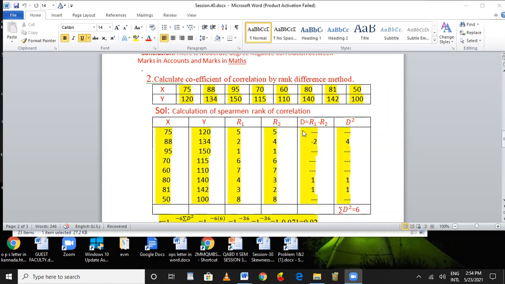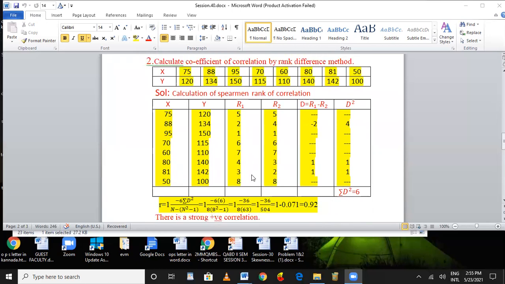Then we have to find the differences, R1 minus R2, which is D. 5 minus 5, 0. 2 minus 4, minus 2. 1 minus 1, 0. 6 minus 6, 0. 7 minus 7, 0. 4 minus 3, 1. 3 minus 2, 1. 8 minus 8, 0. Then squaring: minus 2 into minus 2, 4. 1 into 1, 1. 1 into 1, 1. The total of sigma D square is equal to 6.